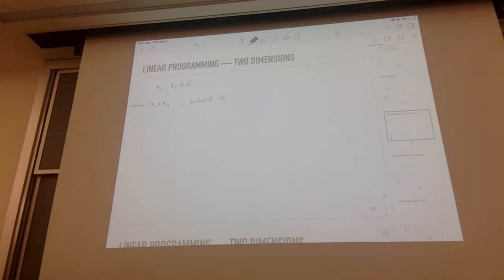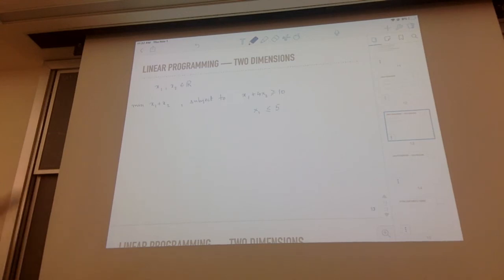Subject to, let's say, x1 plus 4x2 is bigger than or equal to 10, and x1 less than or equal to 5. Okay, so something of this kind, right? So now you could ask yourself, how would you solve a problem like this? That's the thing that you want to understand.